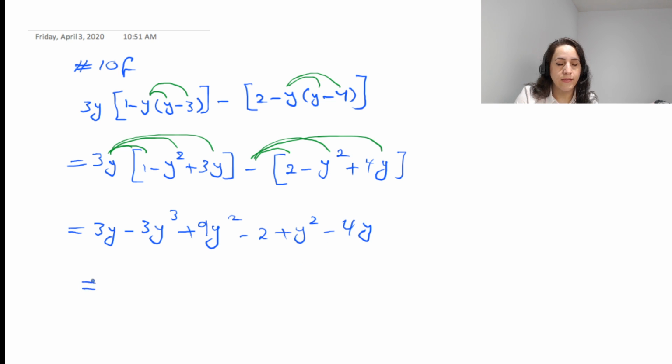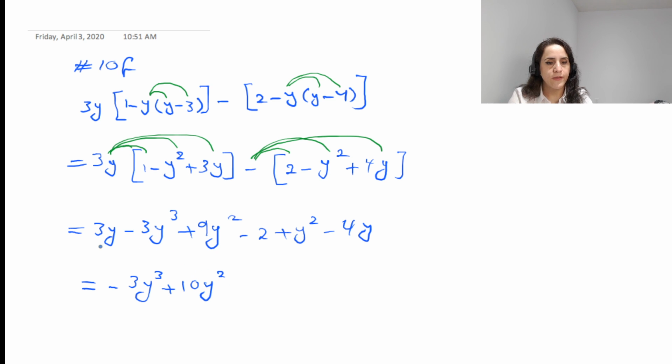Let's see if I can simplify more. Here the highest exponent is 3y cubed. Then I'm going to start writing them with the highest exponent. Negative 3y cubed, and there is no other y cubed that I could add. But here I have 9y squared and y squared. Add them together: 10y squared. After that I have 3y minus 4y, which makes negative y. And finally the constant value negative 2 goes to the end of this question.